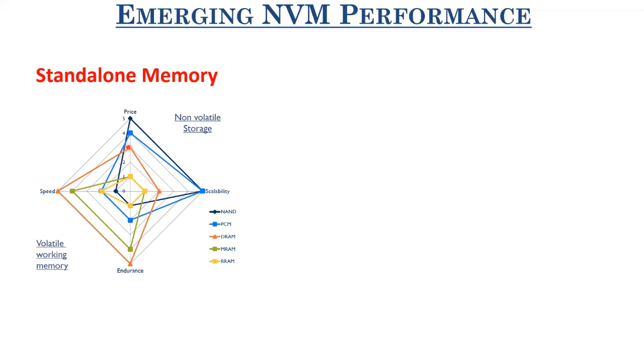In terms of price also, it's average. It's not that large, but it's not that low as well. Speed is really high because you have only one transistor, one capacitor kind of cell. And also, since you're dealing with a capacitor, the endurance is high. You can work with it as long as you want.